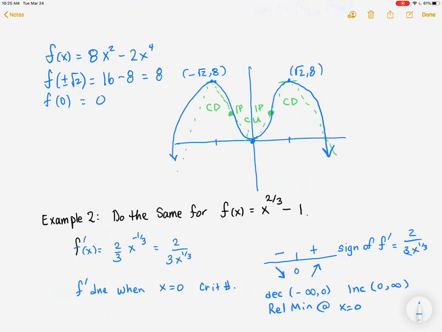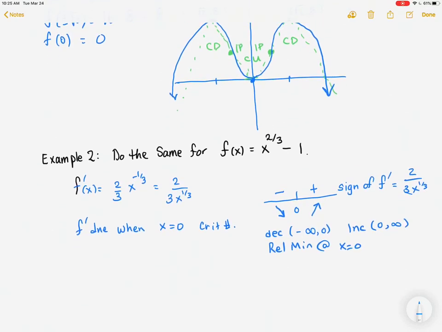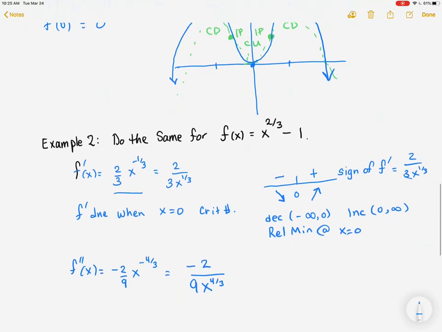So that's the information from the first derivative. Now my second derivative. It's going to tell me about the concavity of this graph. I'm starting from here, and when I take the derivative, I take -1/3 times +2/3 and get -2/9. Take 1 away from -1/3 and I get a -4/3. So in simplified form, that's a -2 on top and a 9 x to the 4/3 on the bottom. A 4/3 power is a cube root, then raised to the 4th.